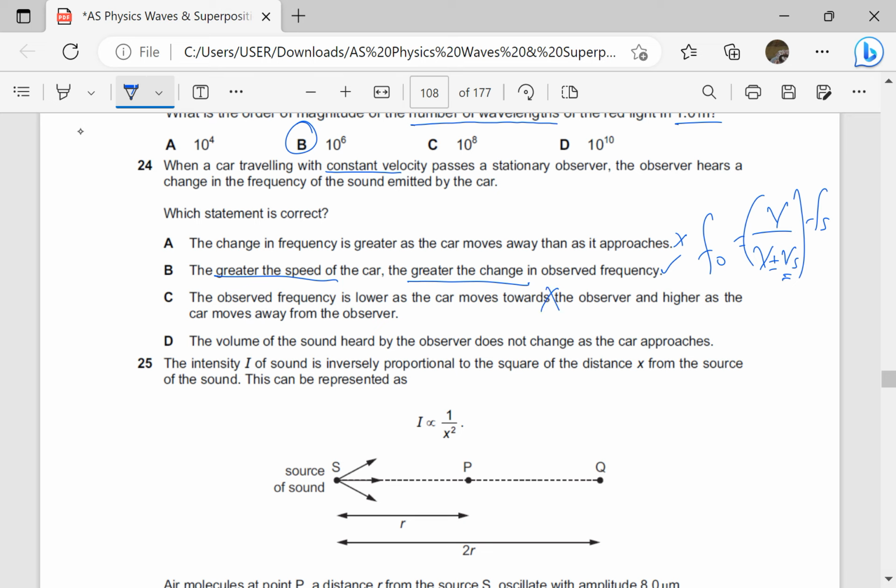The observed frequency is lower as the car moves towards. That's not true. The volume of the sound heard by the observer does not change as the car approaches. Volume of sound doesn't make any sense, so the answer is going to be B.